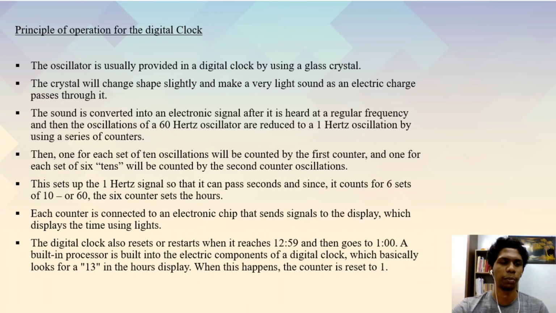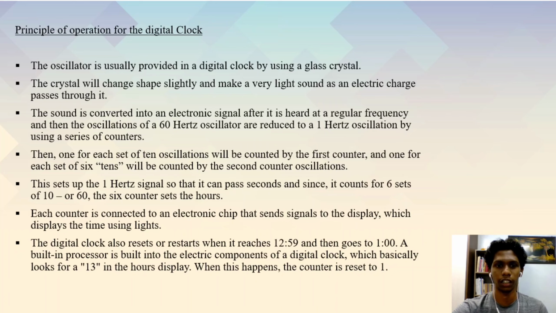Next we have the principle of operation for the digital clock. First of all, the oscillator is usually provided in a digital clock by using a glass crystal. The crystal will change shape slightly and make a very little sound as an electrical charge passes through it. The sound is converted into an electronic signal after it is heard at a regular frequency, and then the oscillations of a 60 Hz oscillator are reduced to a 1 Hz oscillation by using a series of counters. Then one for each set of 10 oscillations will be counted by the first counter, and 1 for each set of 6 tens will be counted by the second counter.